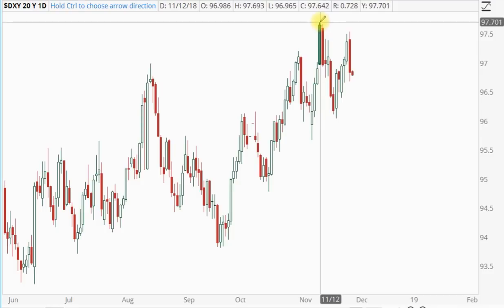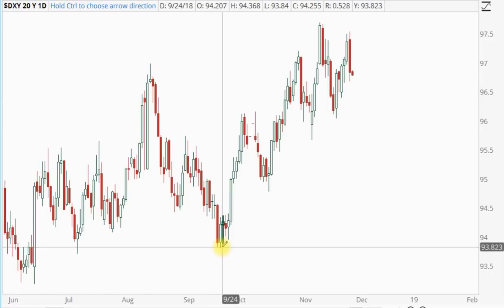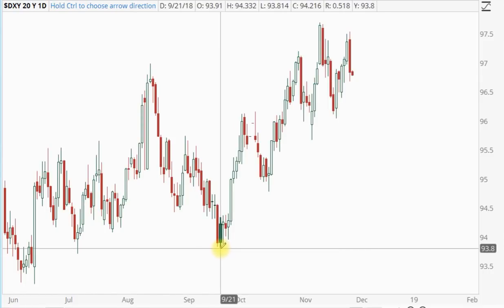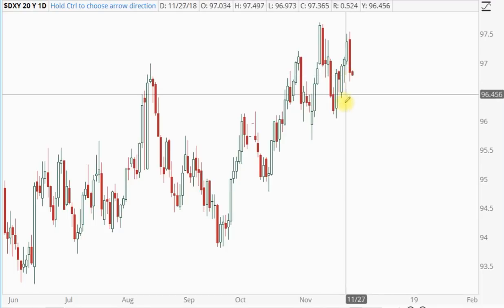rolling over. And in a left translated intermediate cycle, the odds are very high that it's going to break below the previous cycle low of the same degree. So this was the previous intermediate cycle low here. So the next, let's say the next week or so, is going to be critical.